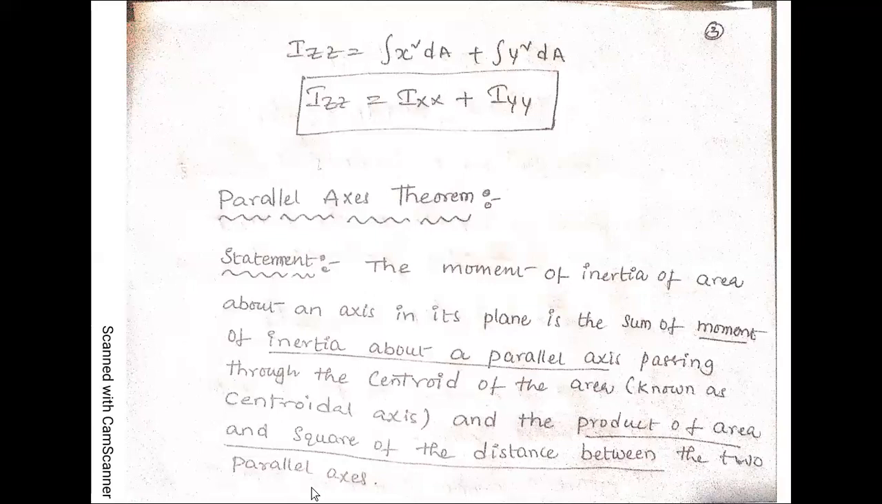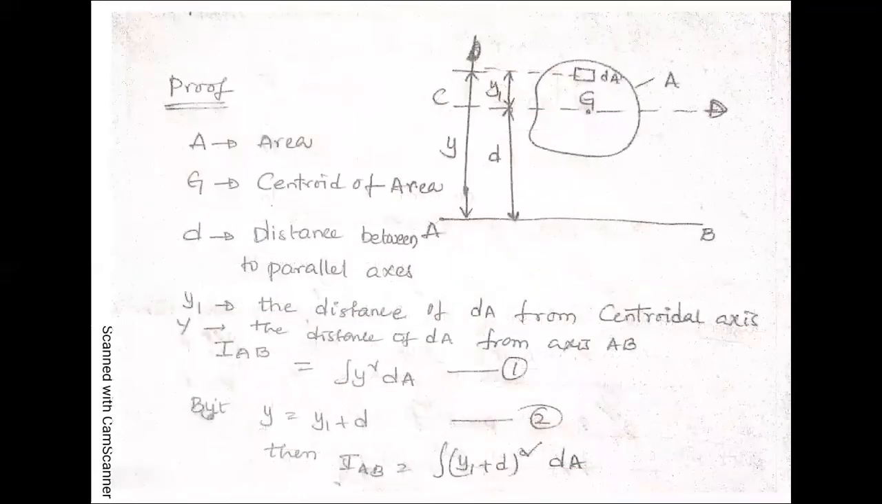Simply, the moment of inertia about any axis which is parallel to the centroidal axis is equal to the moment of inertia about the centroidal axis plus the distance between the centroidal axis and the parallel axis, squared, times the area of that object. So we'll have a proof for that.